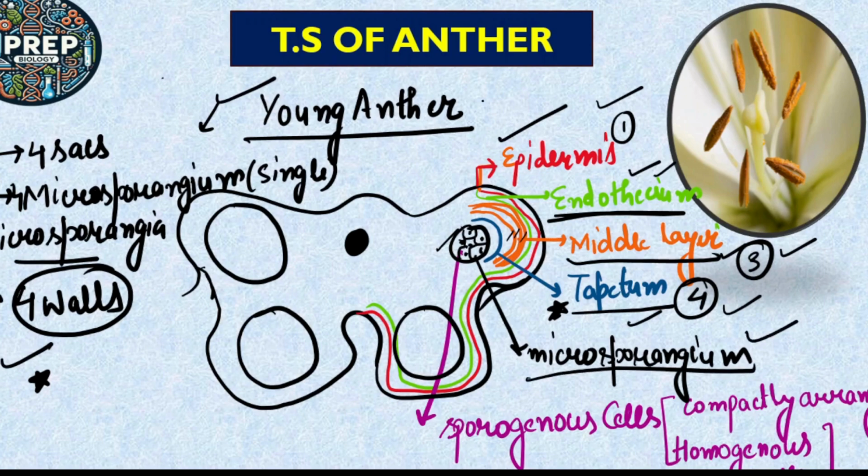If we talk about the young anther when it is not matured, then microsporangium contains special kinds of cells. These are called the sporogenous cells. In young anther, the sporogenous cells are present. What are sporogenous cells? These are the compactly arranged homogeneous cells. These are the same kind of cells. Homo means same kinds of cells are present inside the microsporangium. I hope this is clear.